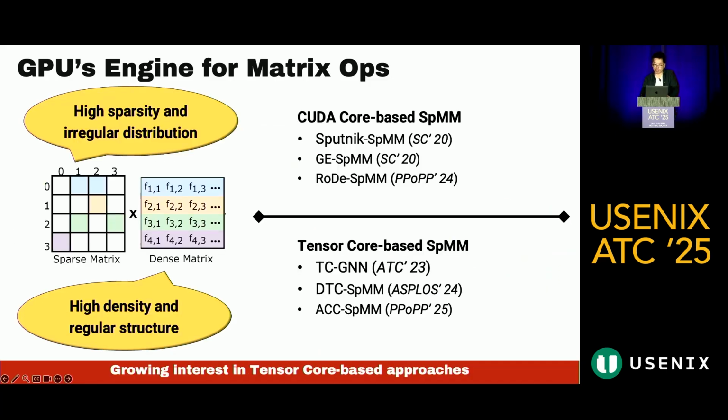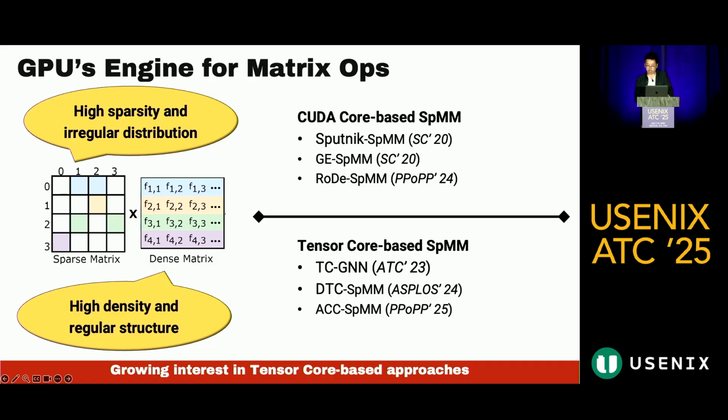However, SpMM has a mismatched structure for Tensor Cores. Here, for example, we have two input matrices. The left one is usually highly sparse and irregular, while the right one is dense and well structured. This input combination makes it hard to fully use Tensor Cores, since Tensor Cores prefer regular and dense patterns. Because of this, lots of existing work focuses on using CUDA cores to speed up the SpMM kernel.